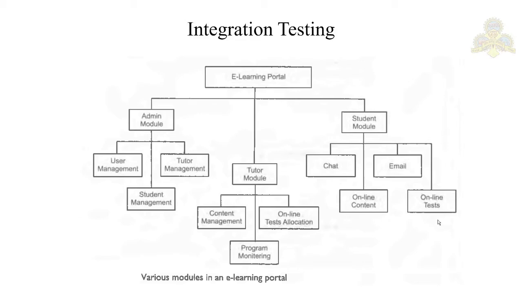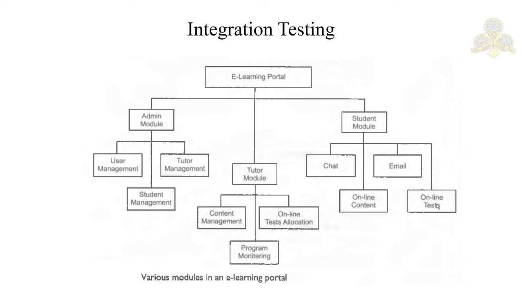Say for example here you have online test, right? How can you test this module whenever you don't have an online test, or the online test is not created? Who has to create that online test? It is the tutor module, right? So whenever you want to test the student module's online test submodule, first you have to make sure that in the tutor module you have the online test allocation submodule, and this has to be tested first. Then only you can test the student module's online test submodule. Correct? So at a testing level, we need to consider the structure of the modules for finalizing the strategy.